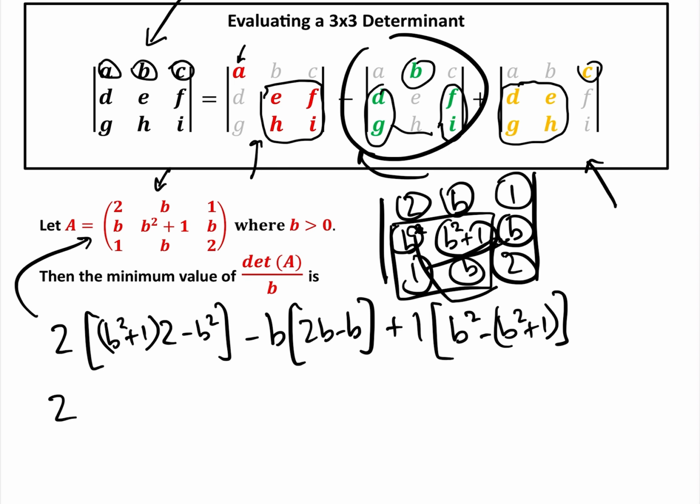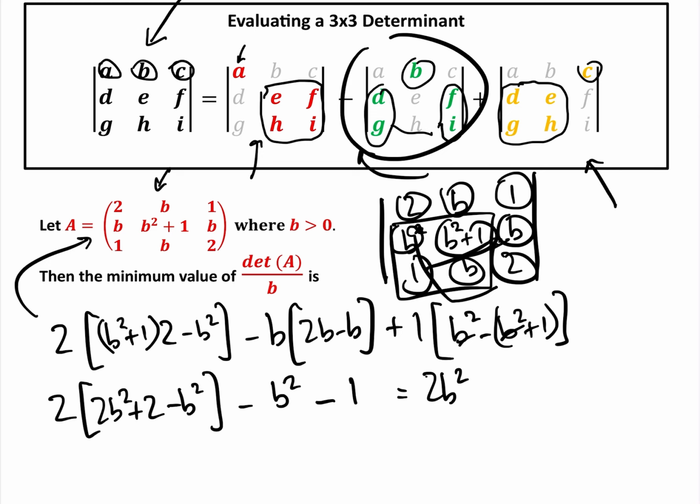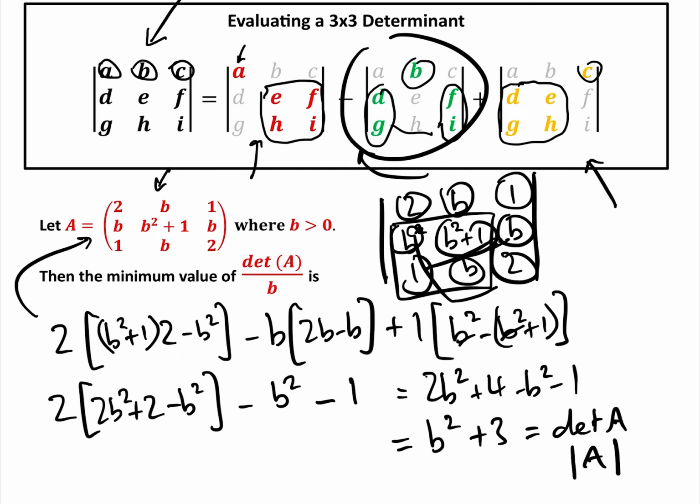All we've got to do now is simplify, so that becomes 2b squared add 2, and we do have to be careful with the brackets, minus b squared, and then this last one, b squared minus b squared add 1, is minus 1. That equals 2b squared add 4 minus b squared minus 1, which equals b squared plus 3, and that is the determinant of A, also written as det A. Basically just following that rule.